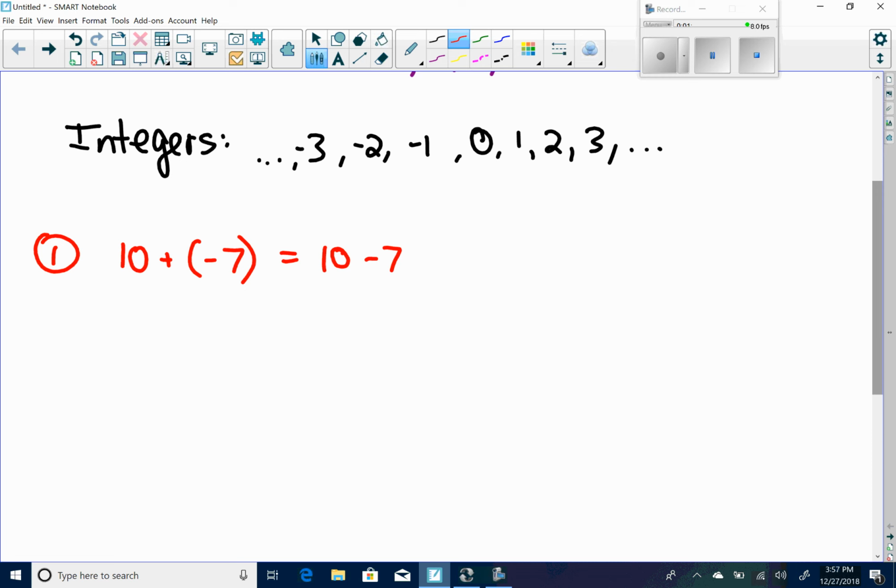This 10 is positive. This plus sign here can also be looked at as the word "and", I'm going to come back to that in a little bit. But the 7 is negative. Whether we're looking at 10 plus a negative 7 or 10 minus 7, again, the 10's positive, but just looking at the 7, we could say it's negative.